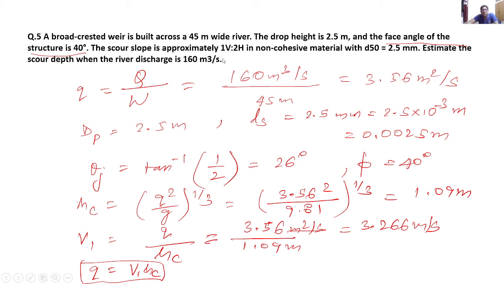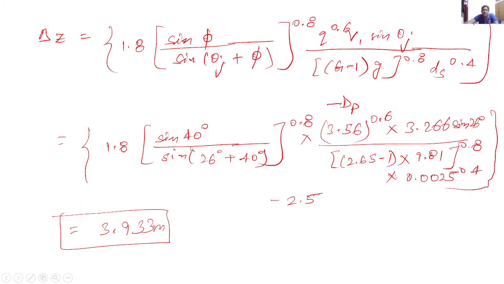Then we also understood how the scour depth is calculated for a broad crested weir, and we found that using a very empirical expression. This is relevant to assignment number 6. So while solving that, I believe now you should be able to solve it easily.